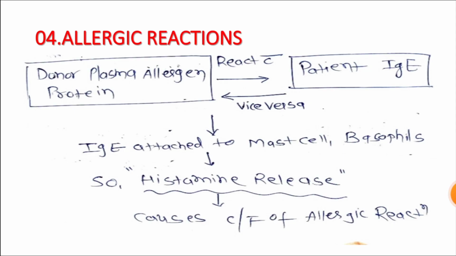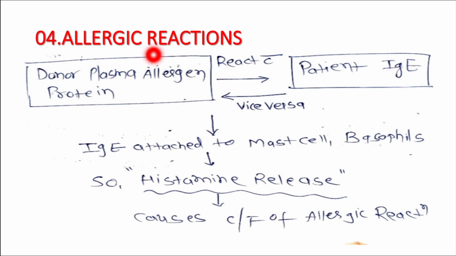Now, the fourth transfusion reaction is allergic reaction. The name itself suggests you will have allergic symptoms. Why does such a reaction happen? What is the pathogenesis? Suppose the donor plasma has an allergen protein in it, and the patient's IgE antibody will react to such allergen.